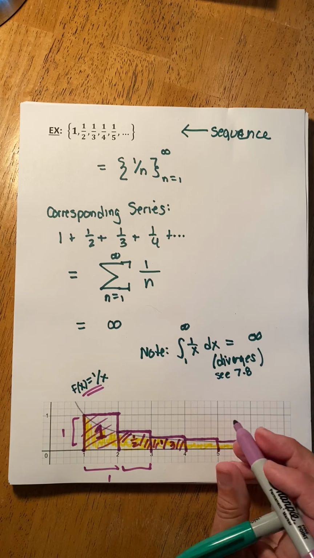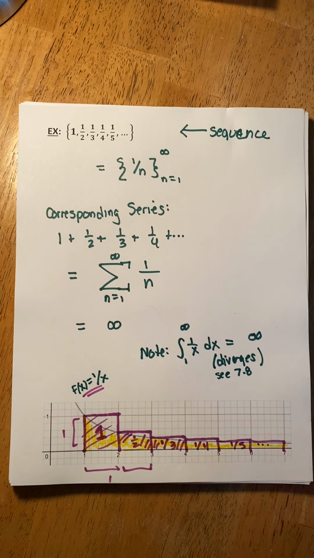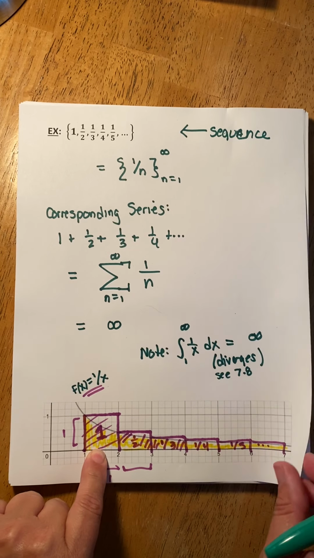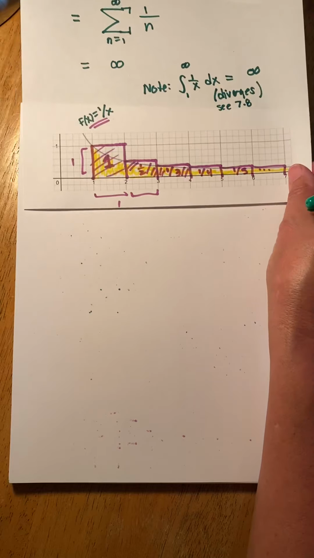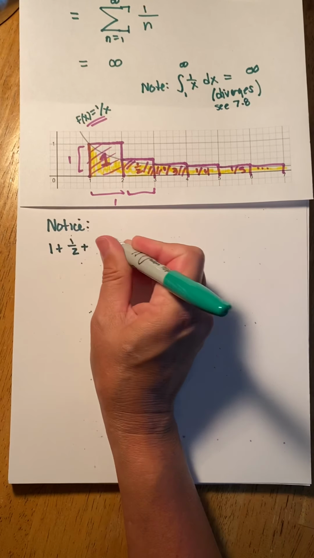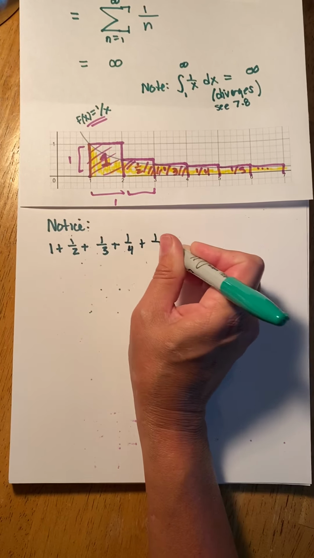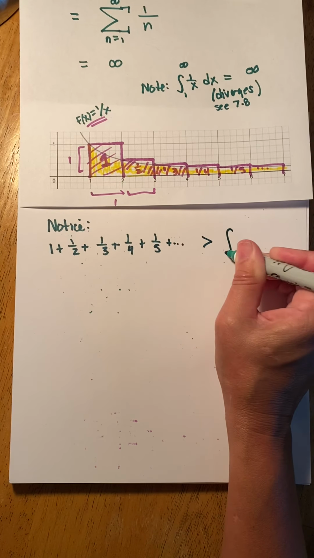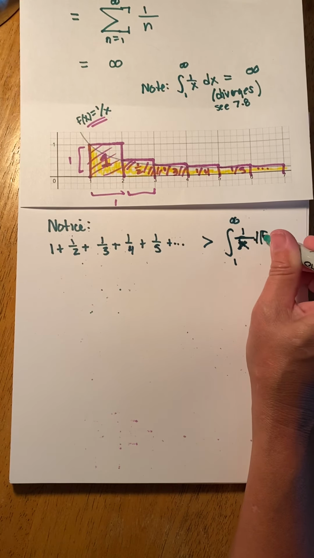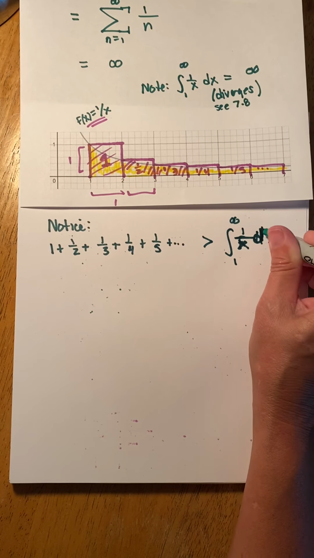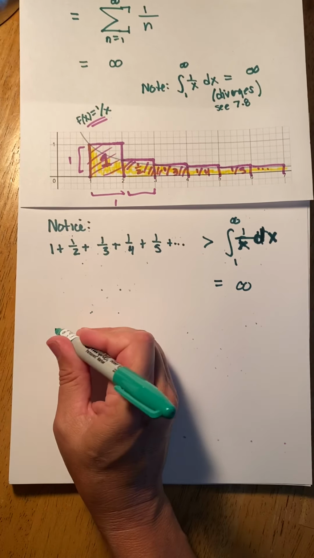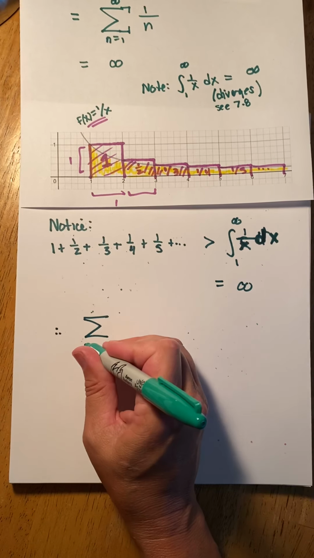Now we're looking at the rectangles. This has area 1/4, this has area 1/5, and so forth. If we sum up the area of those rectangles, it is just the sum of the harmonic sequence. So notice 1 plus 1/2 plus 1/3 plus 1/4 plus 1/5 forever is greater than the yellow area under the curve, the integral of 1 over x dx. And we know that this is infinity. So this is actually a bigger infinity. And yes, infinity has different sizes.